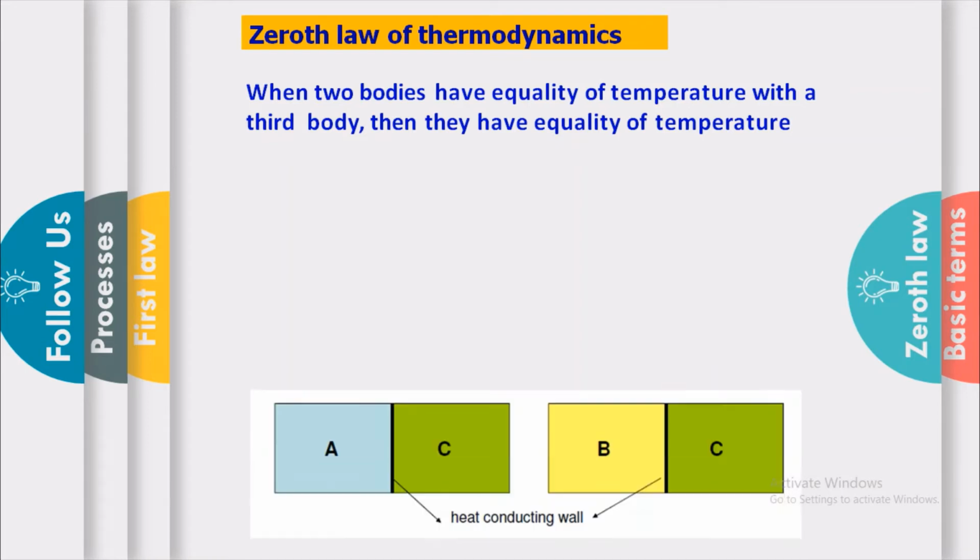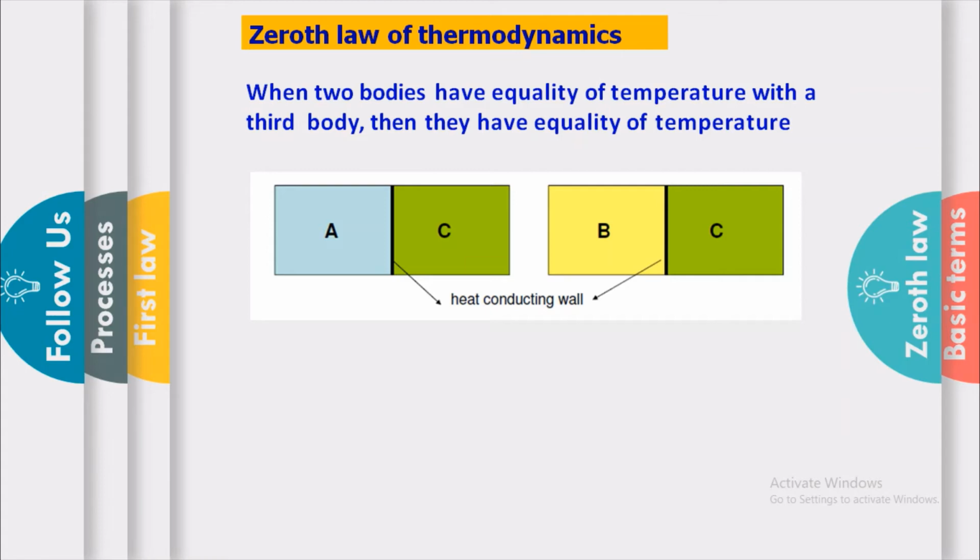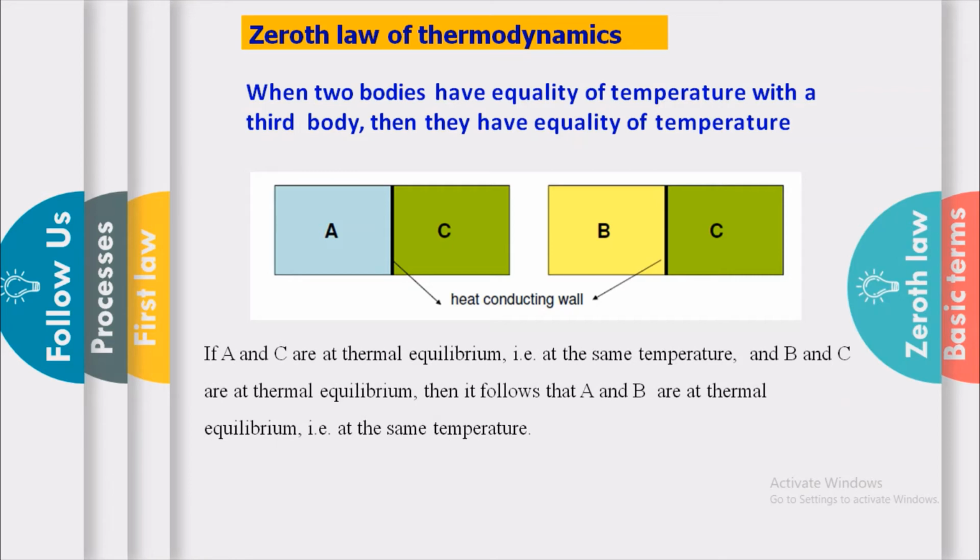Here I have given one example. From this example you will get the meaning of the Zeroth law of thermodynamics. If A and C are at thermal equilibrium, that is at the same temperature, and B and C are at thermal equilibrium, then it follows that A and B are at thermal equilibrium, that is at the same temperature. So this is the Zeroth law of thermodynamics.